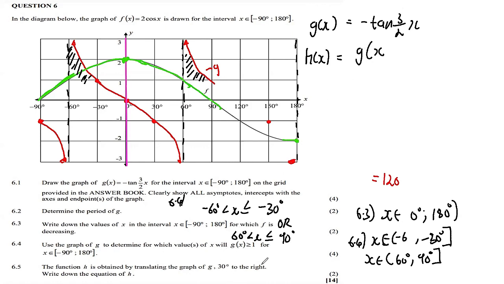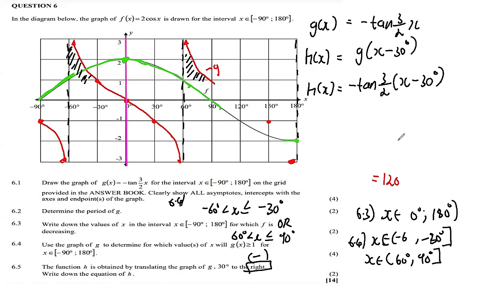So 30 degrees to the right, if it's saying to the right, remember, we should use a minus sign. So that's minus 30 degrees. So that means the graph of h of x is this. So meaning the graph of h of x will be obtained by simply replacing the x here with the x minus 30 degrees. And this becomes the equation of the graph of h, right?